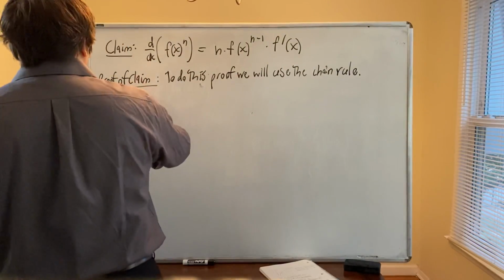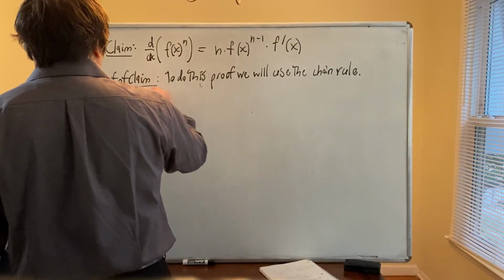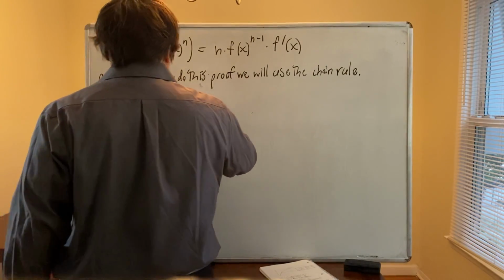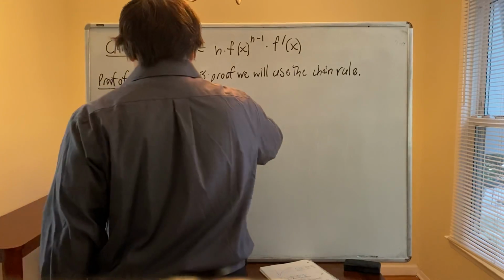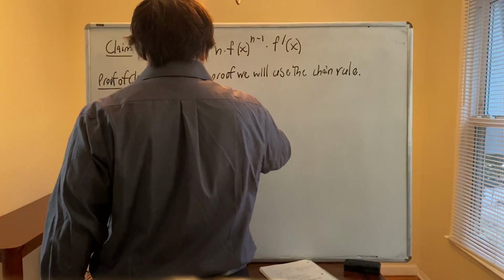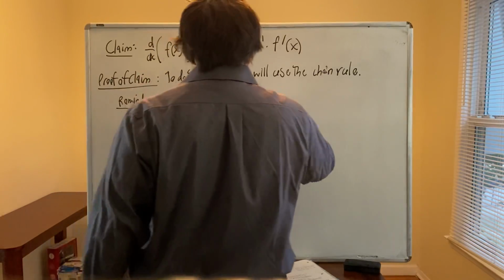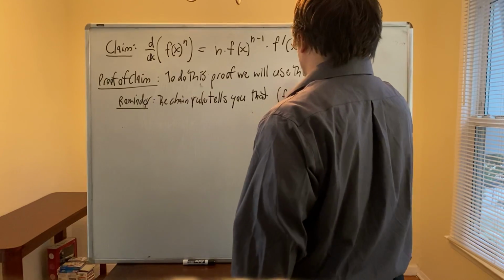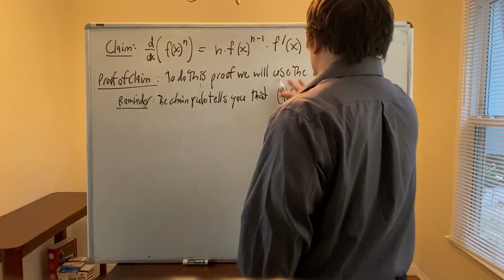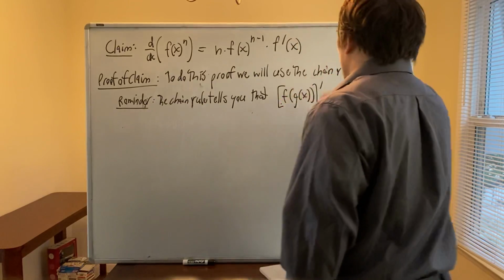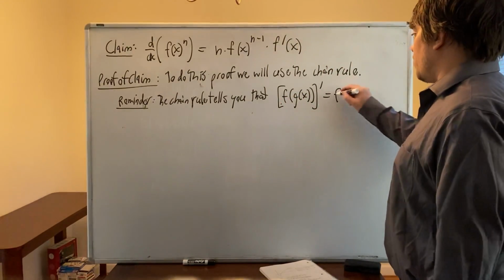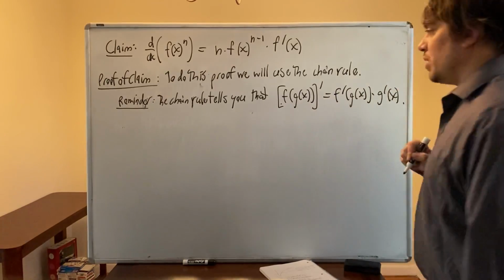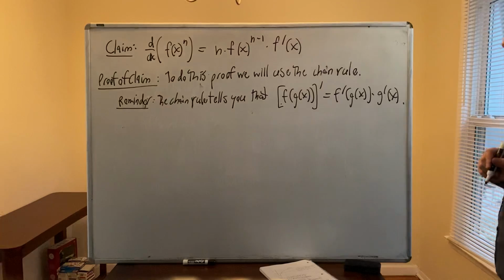So again, reminder, chain rule tells you that the derivative of f of g of x, let me put a bracket here, the derivative of f of g of x is f prime of g of x times g prime of x. And so we're assuming that we know the chain rule is true, right, from earlier. Okay?